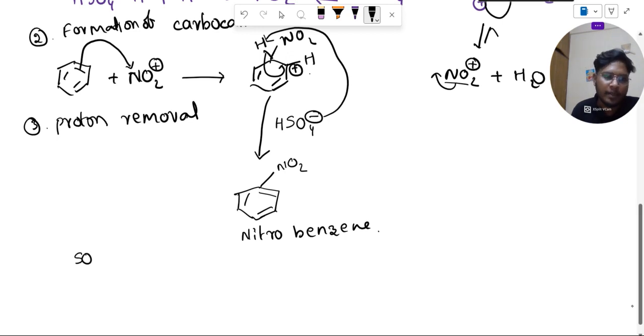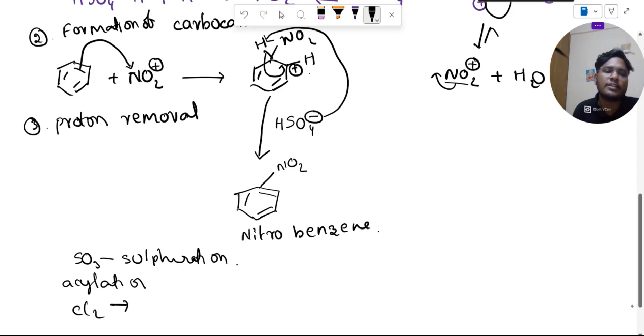If we take SO3, sulfur trioxide, then it is sulfonation. If we take some other group like an acyl group, then it is acylation. If we take Cl2, a halogen, then it is halogenation. The electrophile could be a halogen, an acyl group, or an alkyl group. We will study these things, alkylation, acylation, and all of these. So here the basic example is that an electrophile will be substituted on the benzene ring.